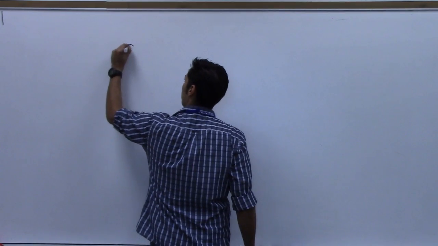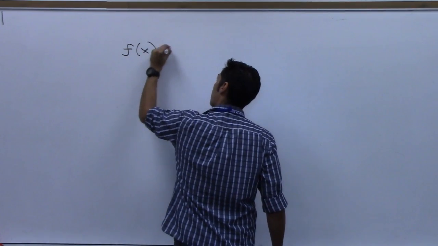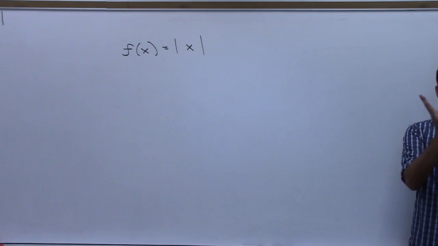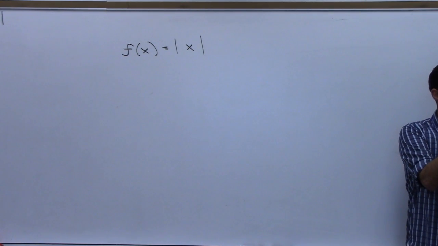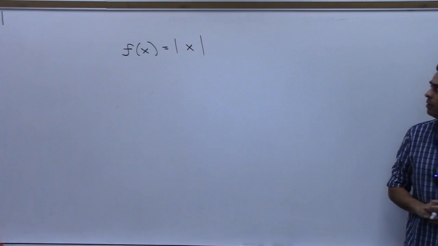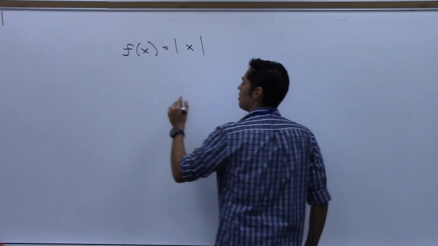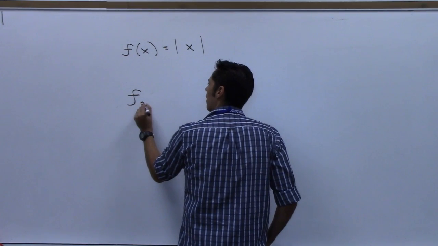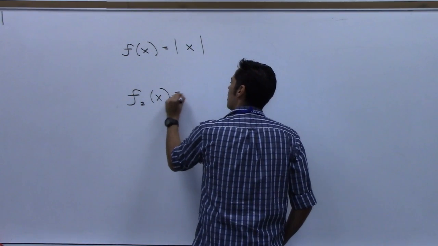I'm going to ask everyone to remember what this function is. What does that look like? It's your v, right? With the sharp corner? Yeah? We all know we can just draw it real quick if we needed to. All right, compare that. I'm going to say f, I'm going to put 2 down here, just because it's a different function. It's not the same thing.